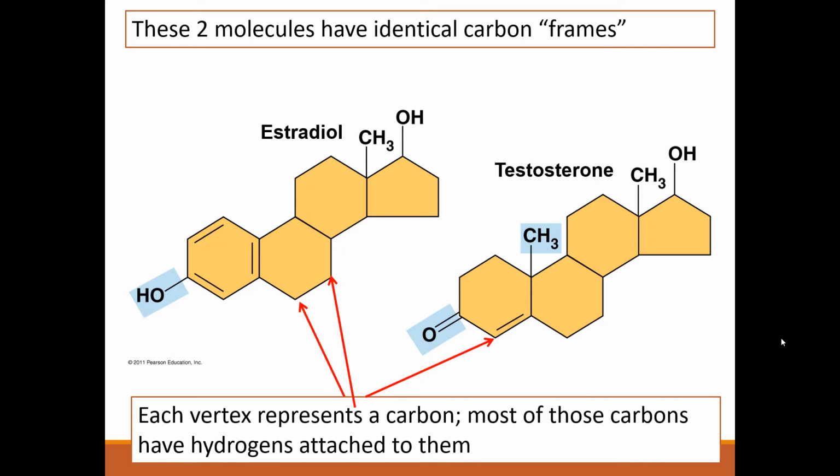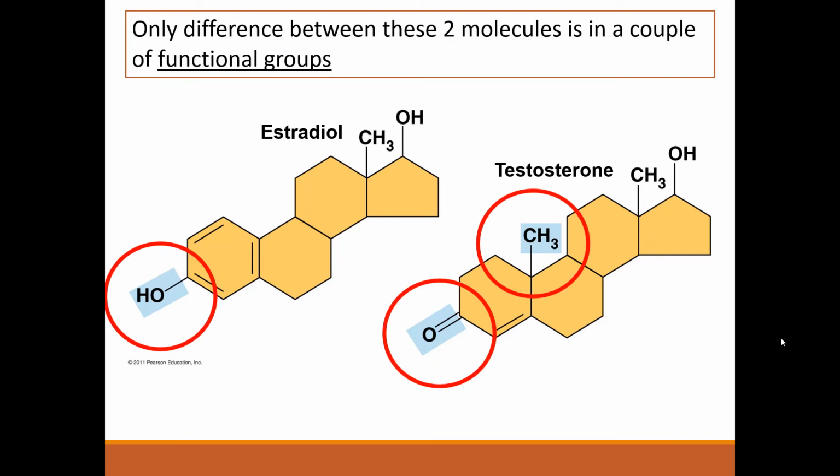Compare the rings on these 2 molecules. You've got 3 6-carbon rings and 1 5-carbon ring. So they're identical frameworks. But they differ in their functional groups. They have different functional groups, and you also notice that by having different functional groups, it also changes the bonding. So if you look at the one on the left, it's got a few more double bonds than the one on the right, and that's because of the functional group.